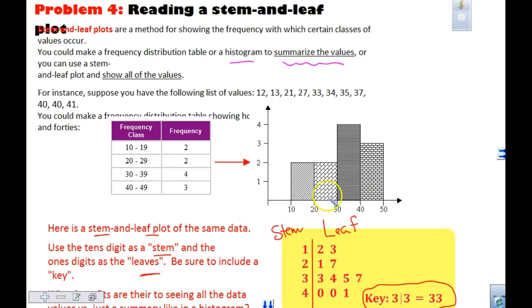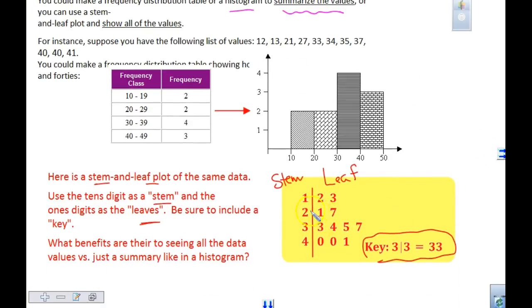We do not know in this histogram if these were 10 or 19s, or how many, right? We don't know if it was 15 and 15. We don't know if it's exactly in the middle. We just know there are 2 numbers that were between 10 and 20, 2 between 20 and 30. So a histogram summarizes, whereas the stem and leaf plot is going to show each individual value. Whereas here, we have 12 and 13.